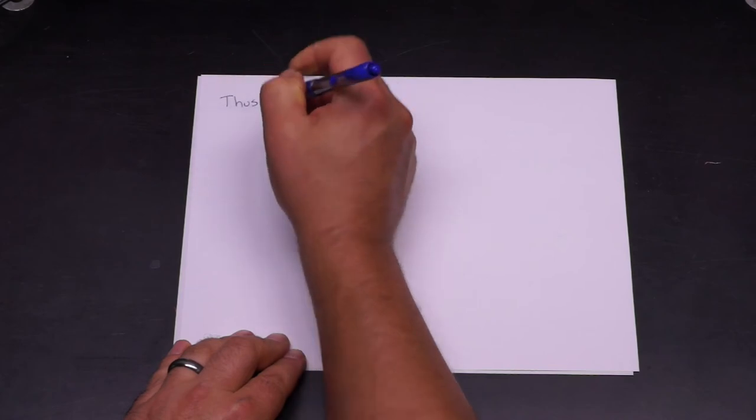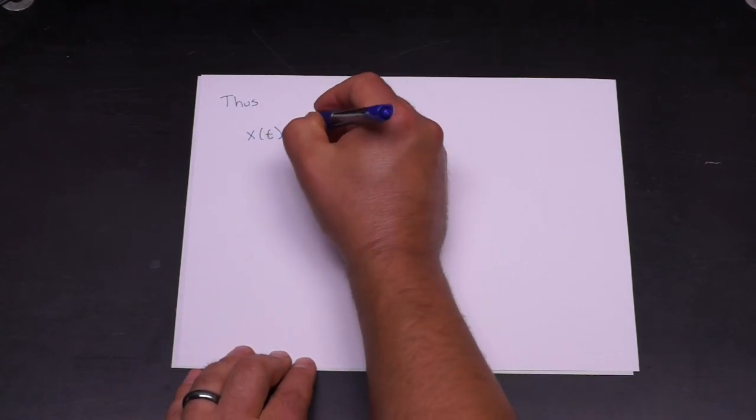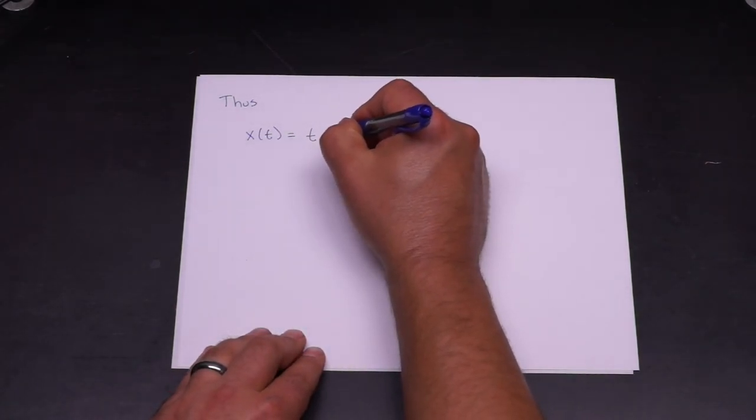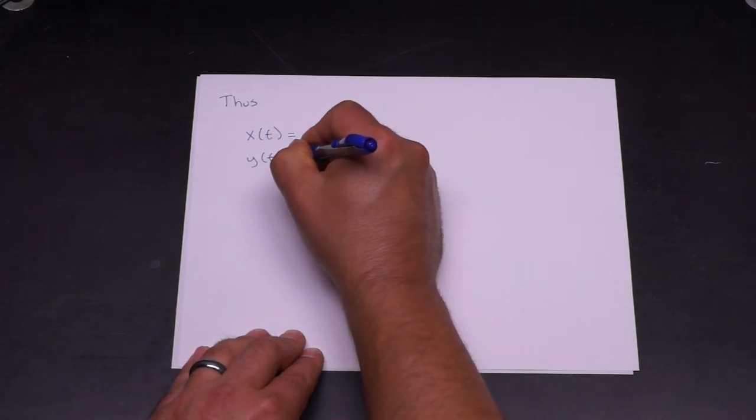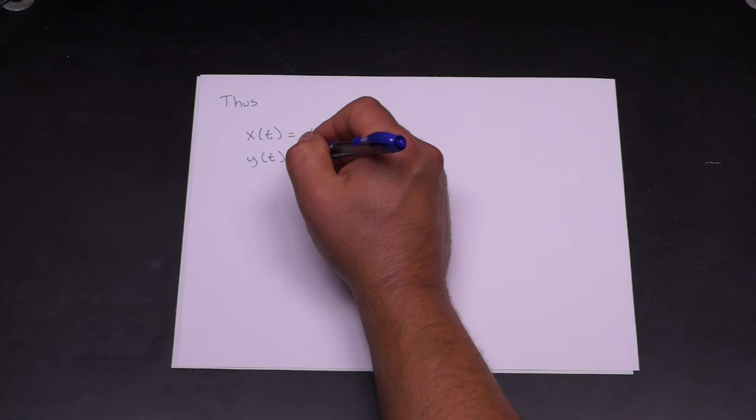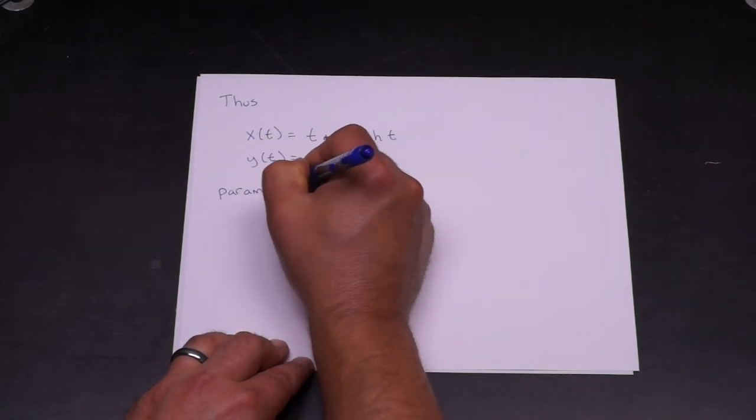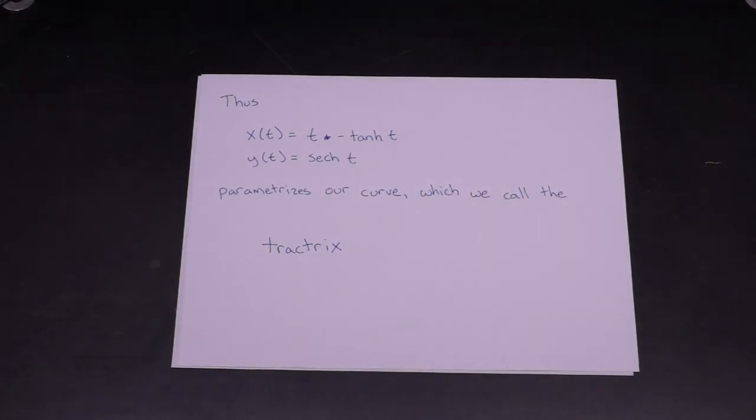We're finally there. We can now write x of t is t minus the hyperbolic tangent of t, and y of t is the hyperbolic secant of t. This parametrizes our curve, which we call the tractrix.